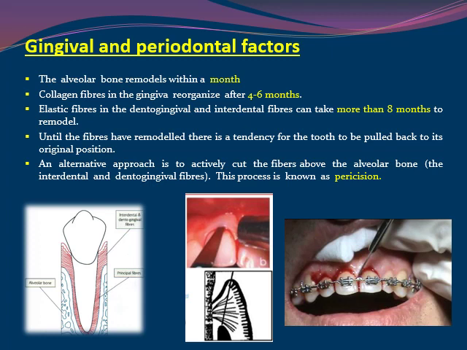In certain cases we do an alternative technique. This technique is called pericision. We do cutting of the dentogingival fibers and the interdental fibers by a blade to cause healing and remodeling of these tissue periodontal ligament fibers at the new position of the tooth to get more retention and decrease the relapse.